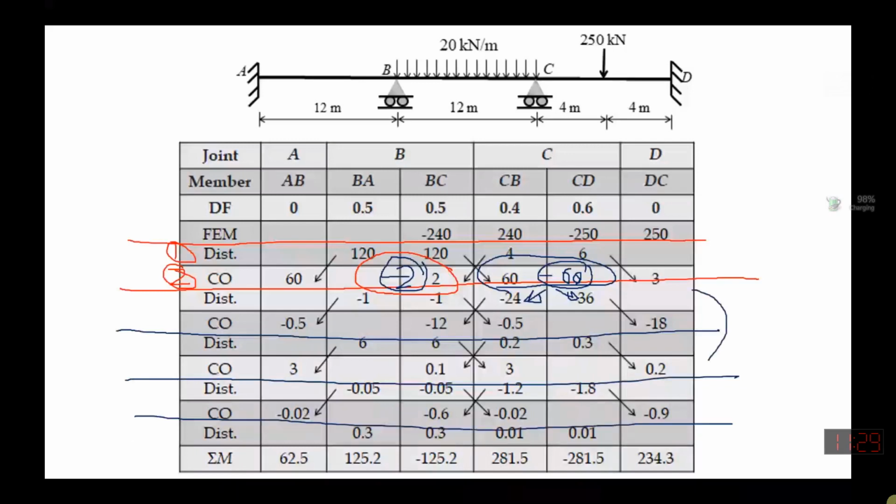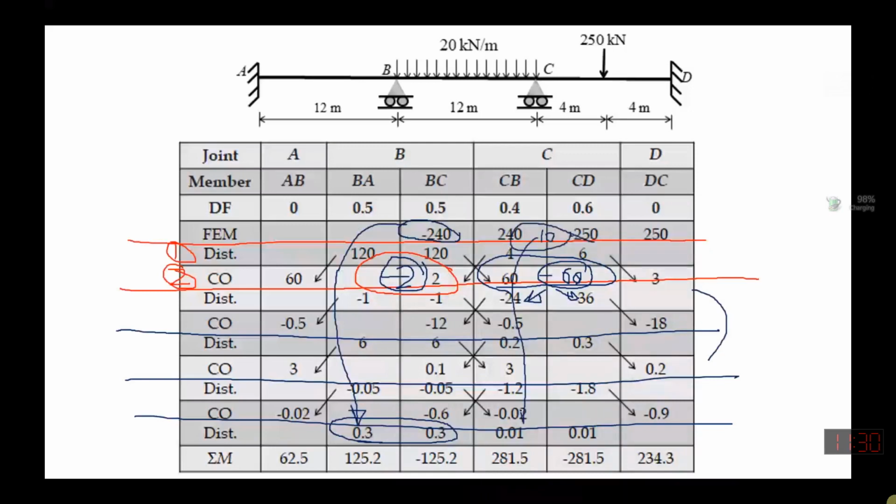this distributed moment over here at the end of the joint, if this distributed moment is approximately equal to 0 with respect to the initial value, that initially you got as 240, so this 240 is now reduced to 0.3. And here we have a total unbalancing of 10. So this has reduced to 0.01, approximately equal to 0.